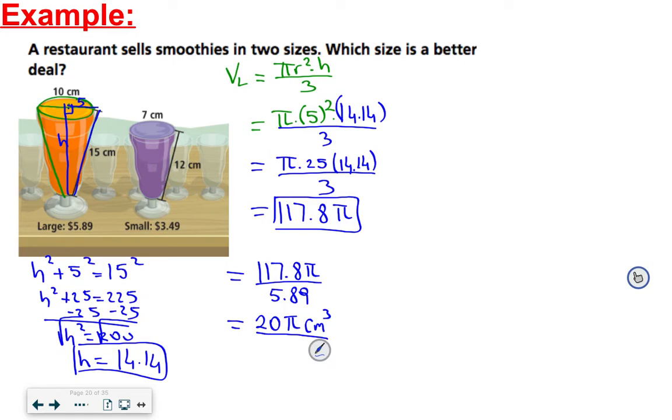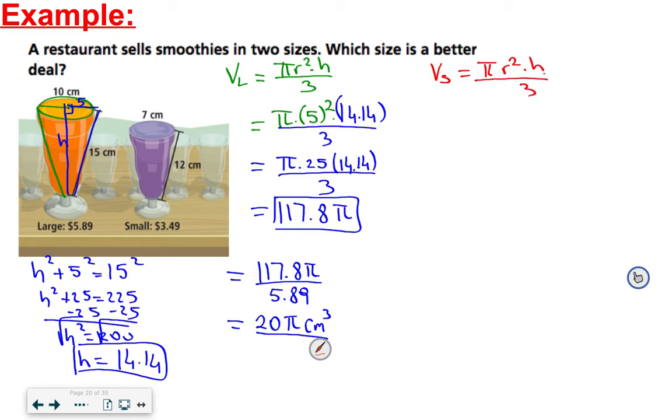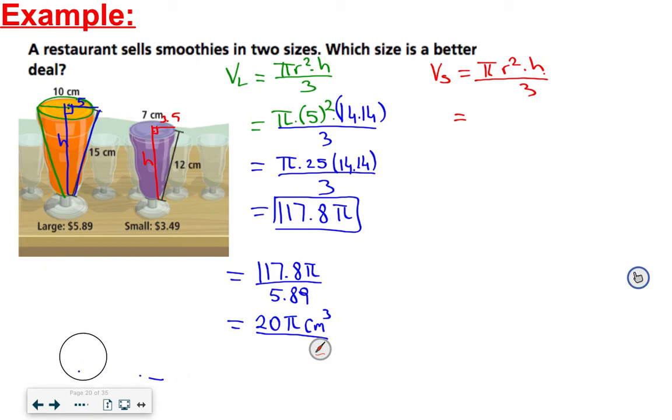Now we are going to find, ladies and gentlemen, the volume of the small size smoothie. Again, pi times r squared is the base area times height over 3. To be able to find that, first you need to find the radius, which is 3.5, and then we need to find the height of the small smoothie. Let's do this. h squared plus 3.5 squared is equal to 12 squared.